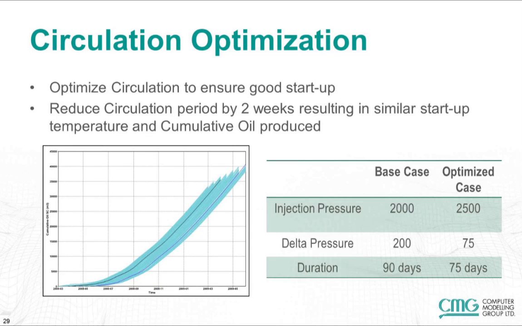As I mentioned, we need to ensure that the circulation is as short as possible but efficient as well. By running the CMOST optimization on the circulation period, we were able to reduce the circulation period by 2 weeks. The base case had an injection pressure of 2000 kPa, while the optimized case came up to 2500. And the duration went from 90 days to 75 days. This means that we have positive cash flow a little earlier.